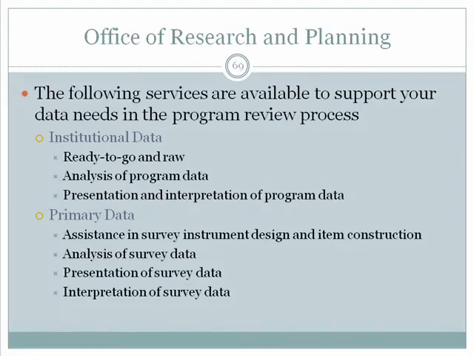The following services are available to support your data and analytical needs in the program review process. In terms of institutional data, the Office of Research and Planning provides ready-to-go and raw data, analysis of data, and presentation and interpretation of data and results. With respect to primary data, the Office of Research and Planning supports you with assistance in survey instrument design and item construction, analysis of survey data, presentation of survey data, and finally, interpretation of survey data.